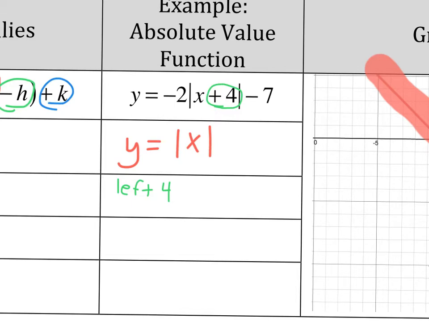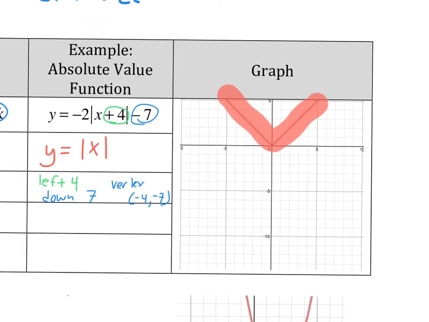Over here, that tells me to go down 7. In other words, my vertex is at -4, -7. So I just take the entire V shape, and instead of starting here at 0, 0, I'm going to start at -4, -7. So that's my initial place. That's where the bounce happens, the place of the bounce.